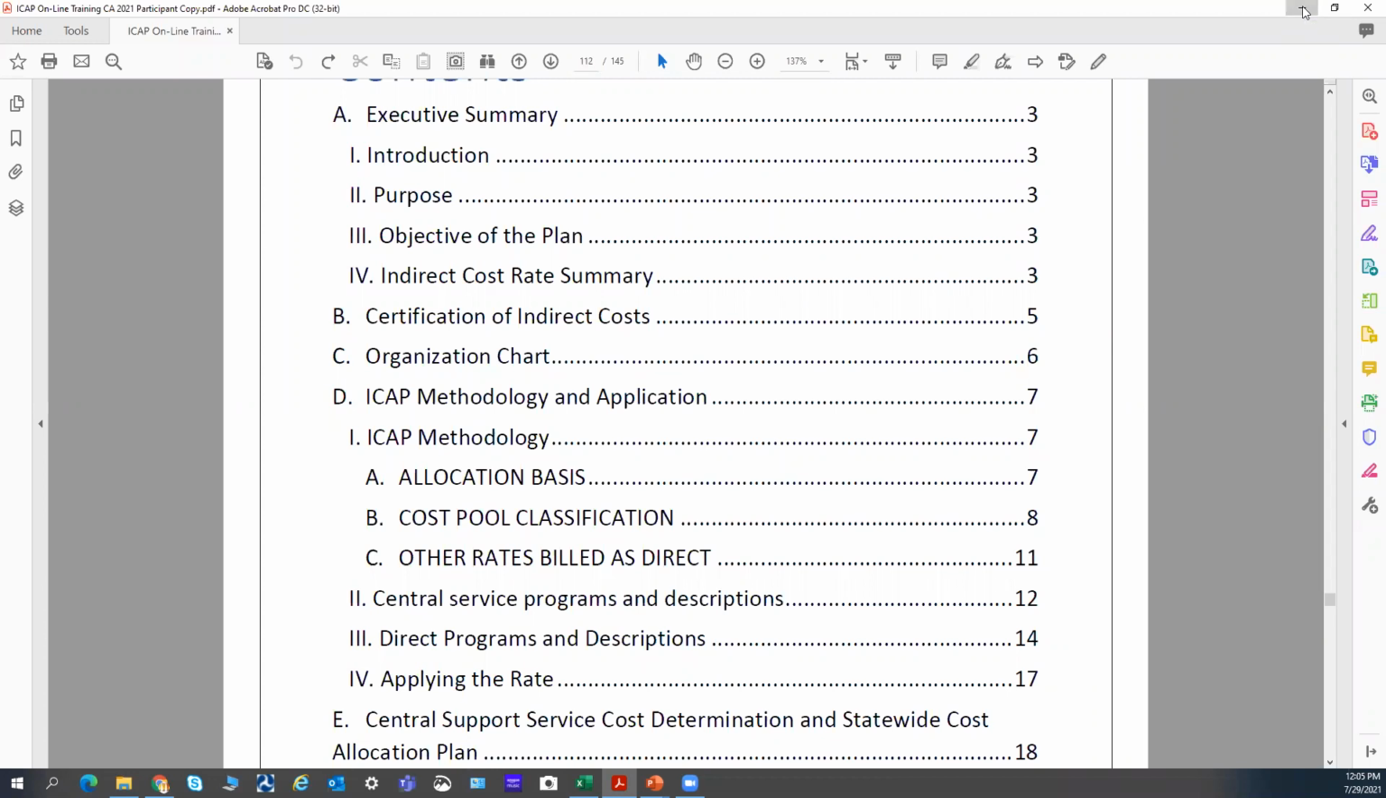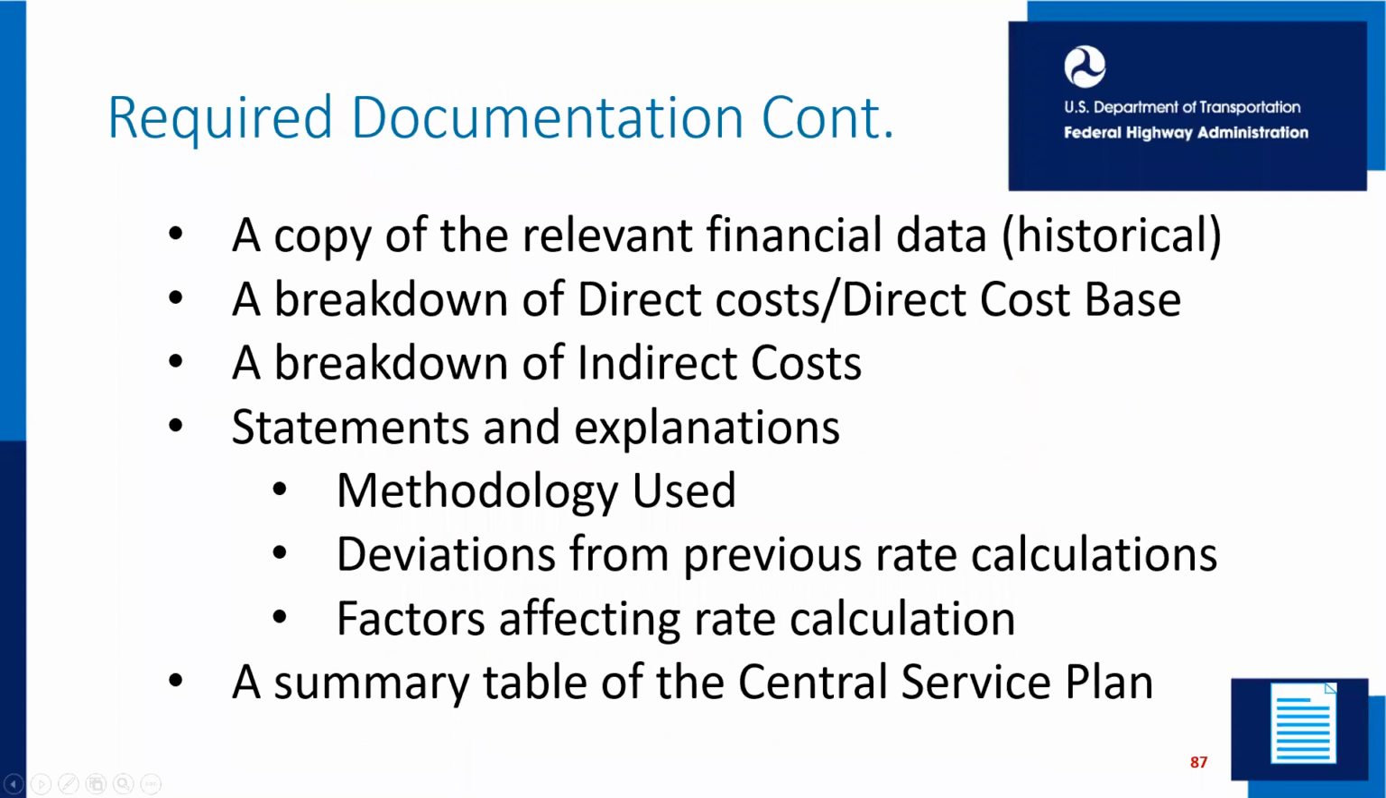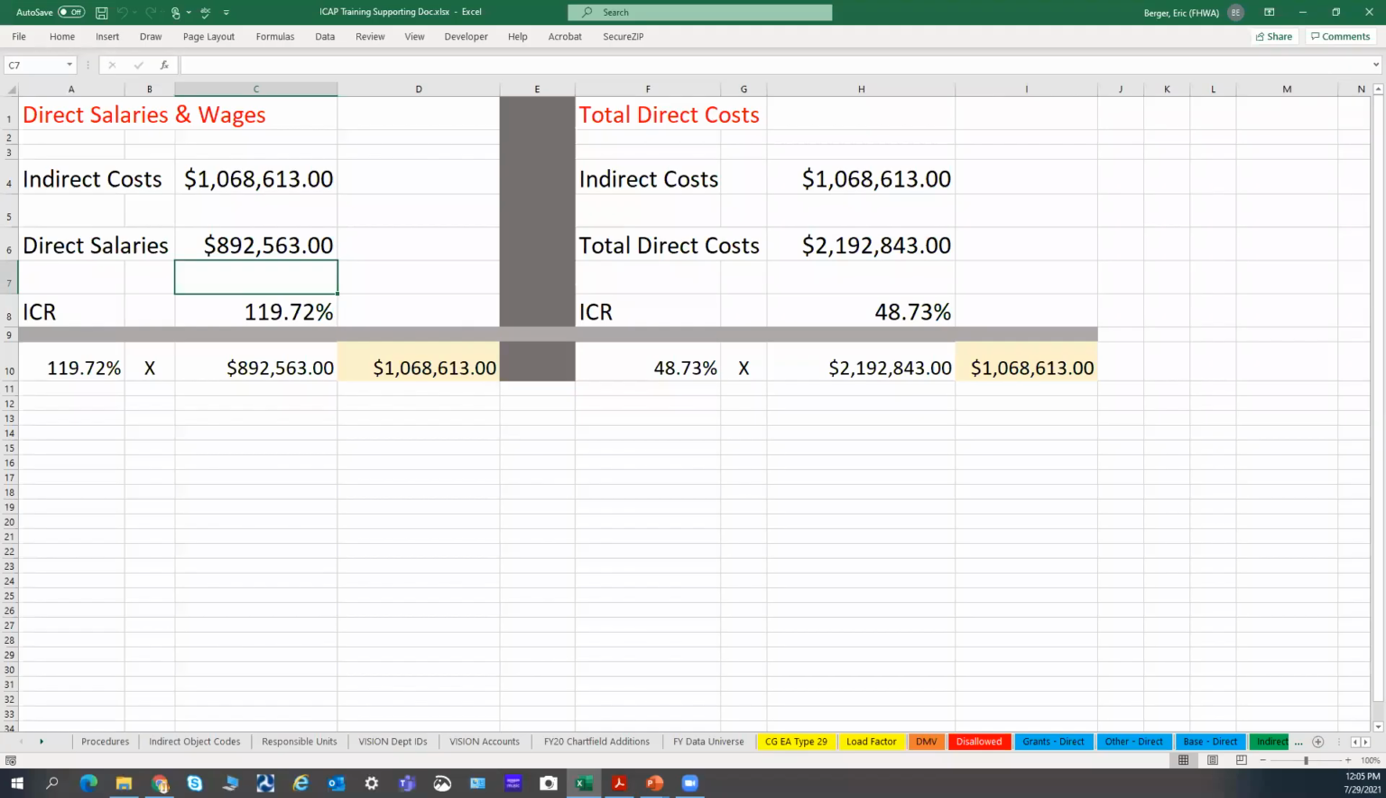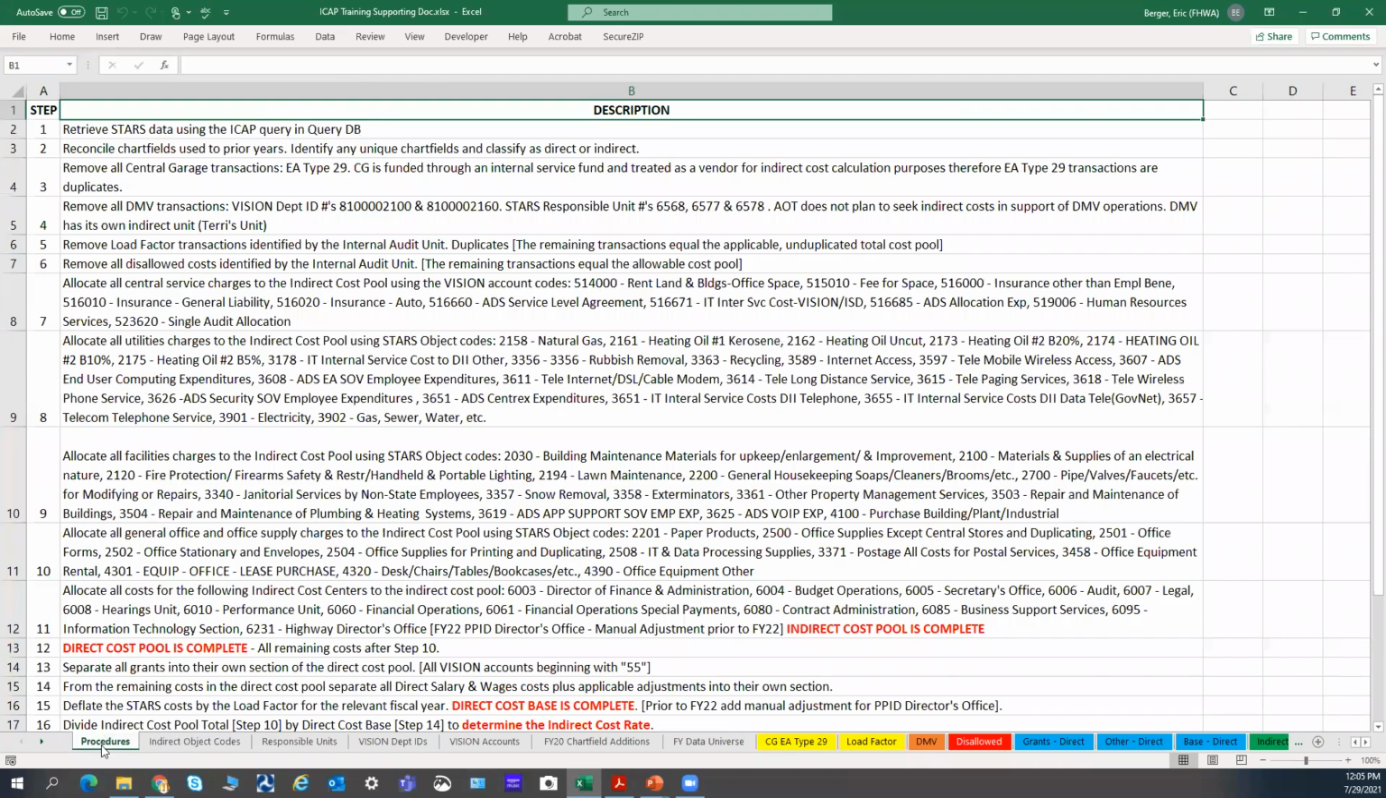Okay, let's shift gears. Let's go through this one more time. I went through it really quickly, I believe on day one. But I want to go through it a little bit, because now that we've looked at the ICAP and all the descriptions, when you come to look at the supporting documentation, this is where it really makes sense.